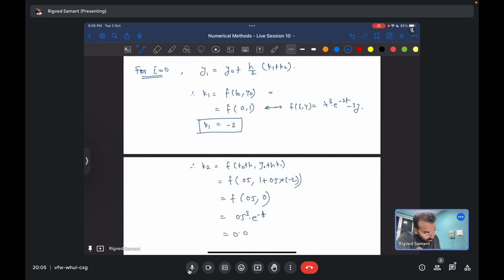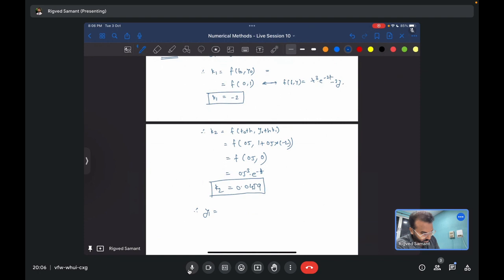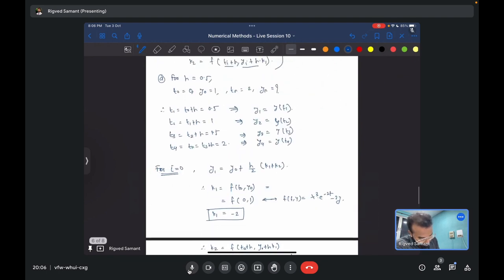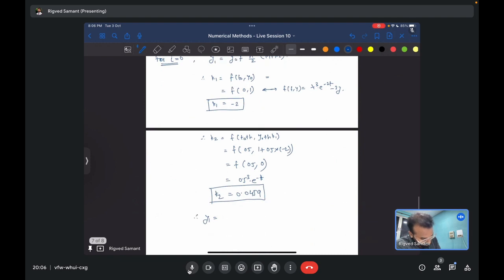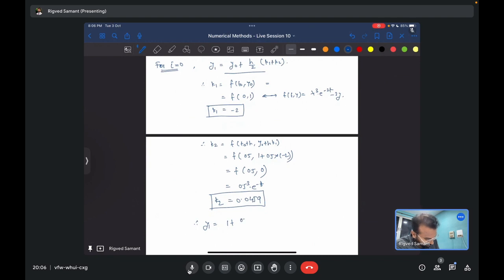Zero point 0459, that is your k2. Okay. So therefore y1 would be this equation. Y0 is 1, this equation, right? 1 plus h by 2, h is 0.5 divided by 2, k1 plus k2, minus 2 plus 0.0459.